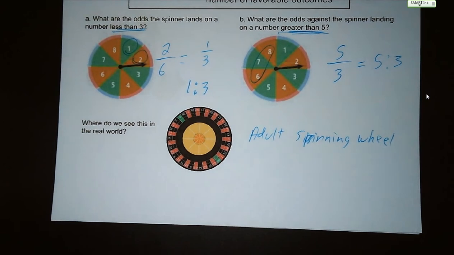Otherwise known as roulette. That's probably one of the most clear examples of just calculating odds in the real world.